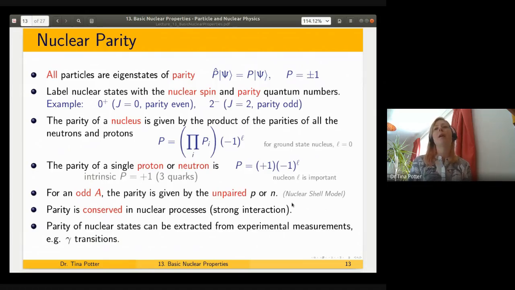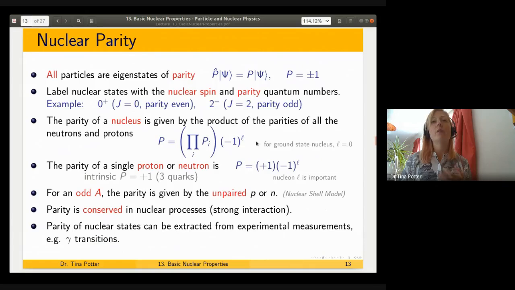Now, the parity of our nuclei are really no different. We're going to use the same notation as we did for the nuclear particle part of the course, where we've got the spin parity of a particle, for example, spin 0 even parity, or here spin 2 odd parity. And we calculate the parity in the same way as we did for the particle part of the course, where we're having a look at all of the constituents of a state.